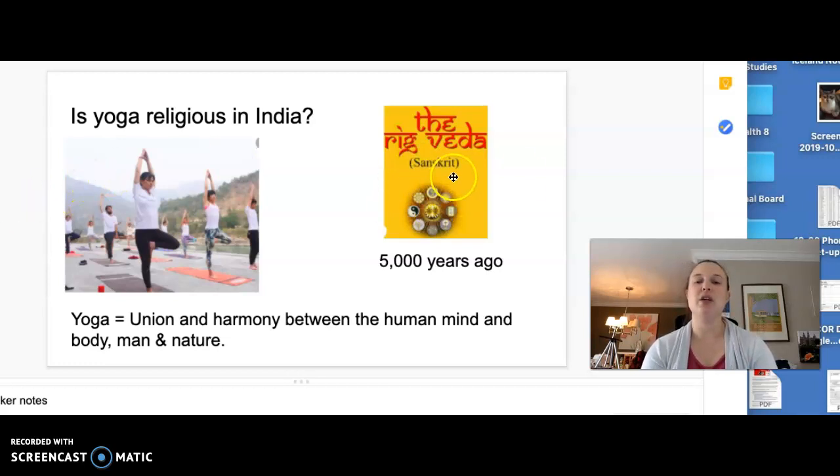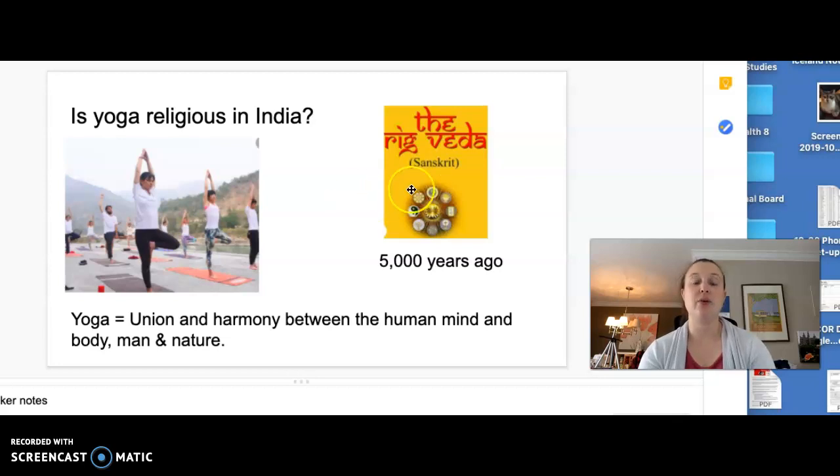The first time that yoga was mentioned was 5,000 years ago. It shows up in a text called the Rig Veda. The Rig Veda is a religious text. It was used by the priests in India 5,000 years ago to organize daily life. And yoga was mentioned in that. However, the yoga that was mentioned wasn't really about doing the physical exercises like you see in the picture. It was more about meditation and breathing and more religious.